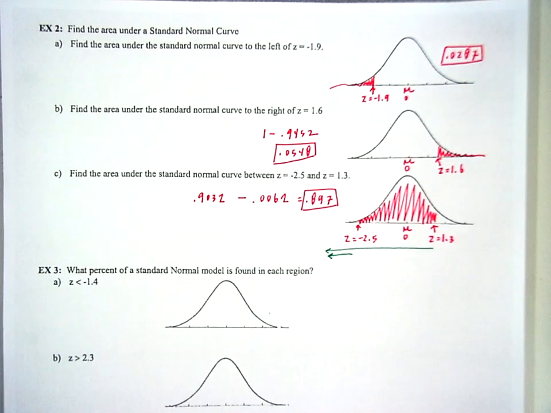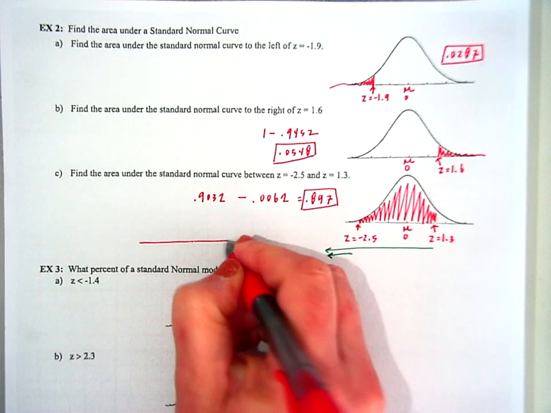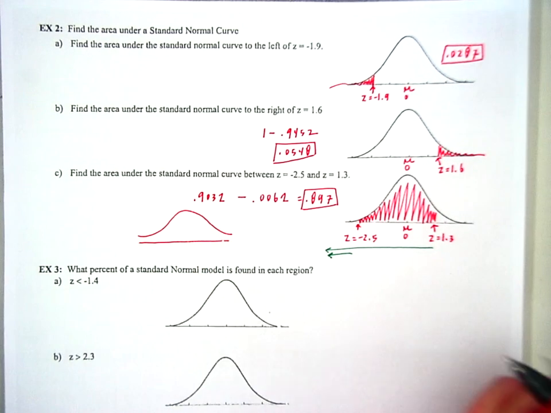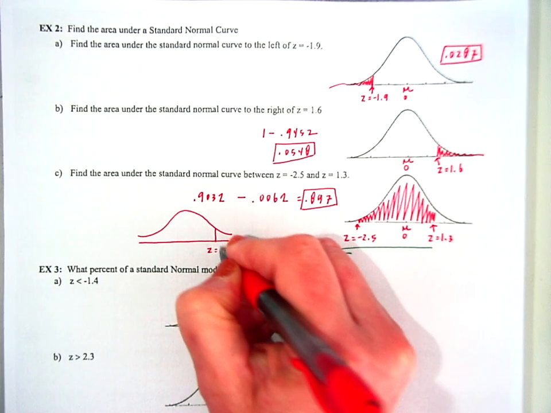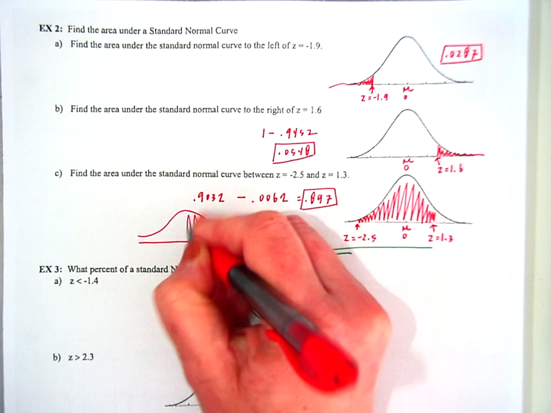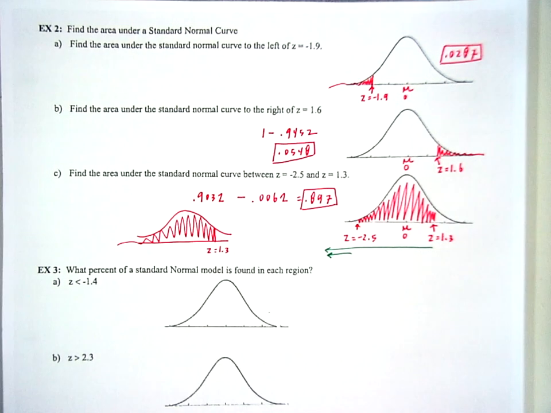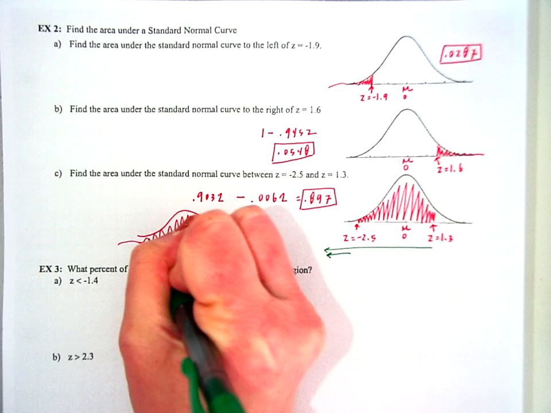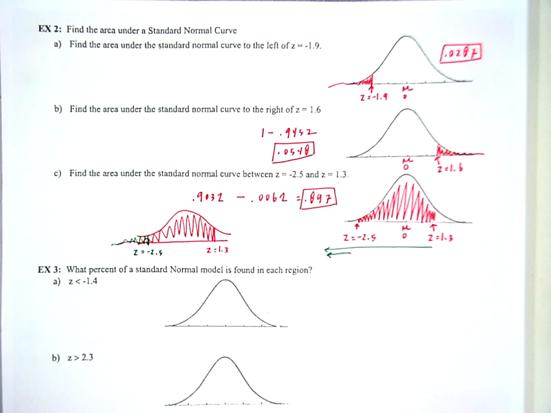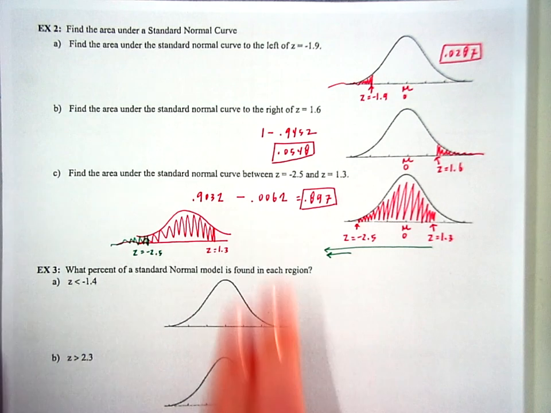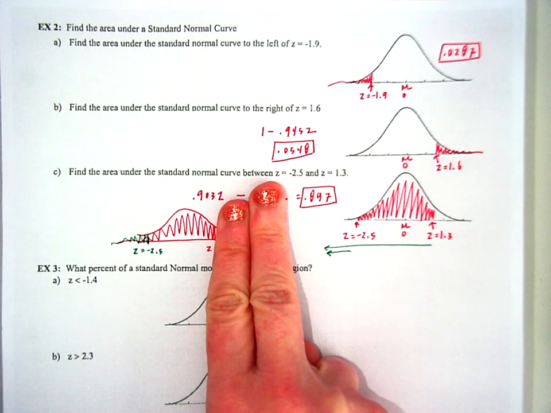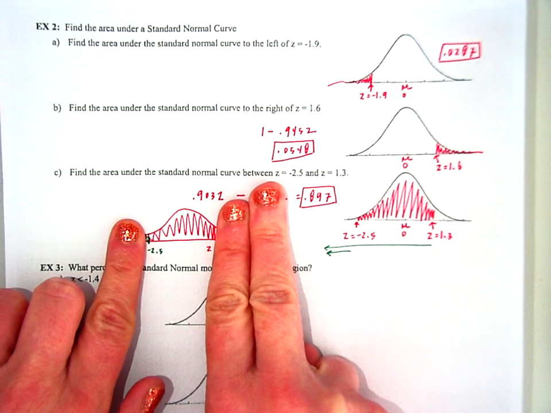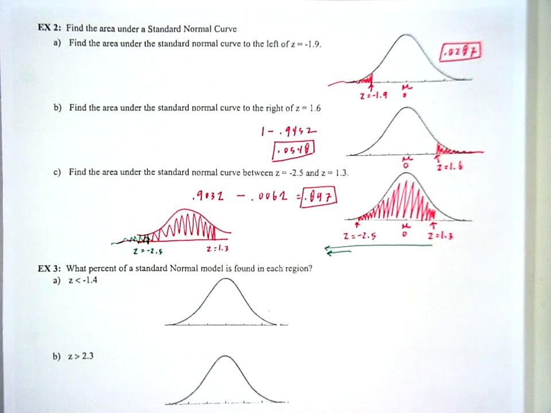Okay, so again, let me just redraw that for you. So I start with my normal curve, and I start with that 1.3. So that gives me all of this area to the left. So that gives me the 0.9032. But then right here, when I look up the z-score of negative 2.5, it will give me the area to the left right here. So that's all I'm doing, is I'm finding this whole area to the left, and then I'm subtracting this area to the left to get what's in between. And that's what got me to that 0.897.